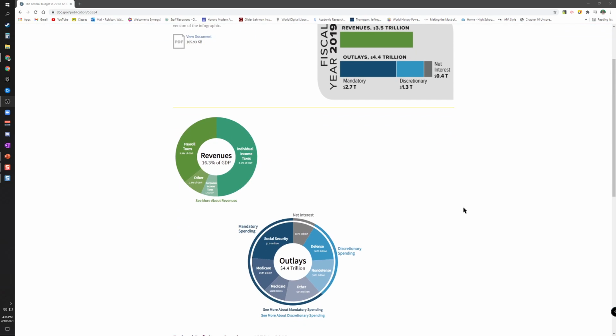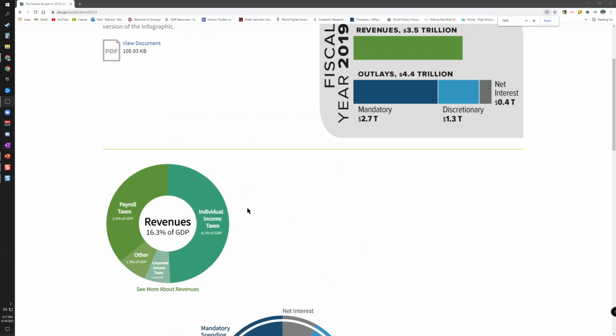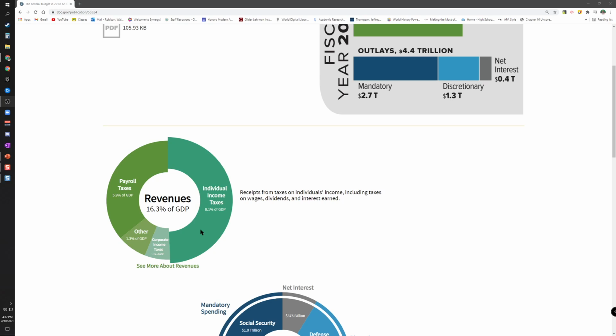Now, if you look at revenues, you can see where the money comes from. And what you can see is the biggest part of revenue is from individual income tax. You and I working. I'm going to zoom this in a little bit for you guys. There we go. So it tells you that receipts from taxes on individual income, including taxes on wages, dividends, and interest earned.